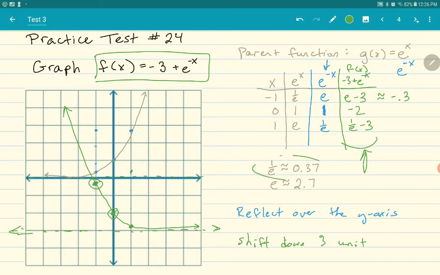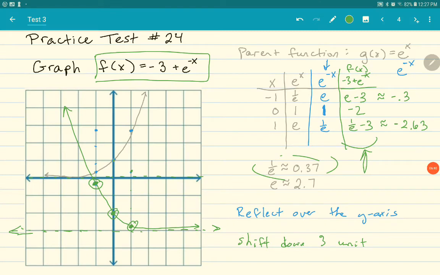Remember, 1 over e is about 0.37. So subtracting 3, I get negative 2.63 maybe, about 2 3/4. So that looks like it matches up right about there.